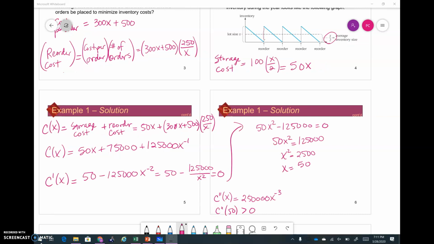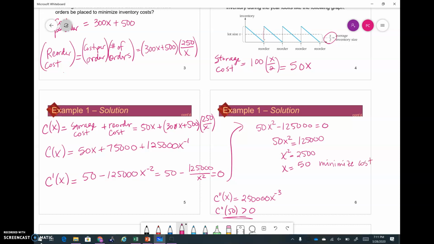All right, so if you took the derivative, you should get 50 minus 125,000 x to the negative 2. I rewrote that as 50 minus 125,000 over x squared, and then multiplied by x squared on both sides to help simplify the problem, and solved for x, and we got x is equal to 50. Taking the second derivative, we see that it's always going to be positive, so we do know that x equal to 50 does minimize cost.